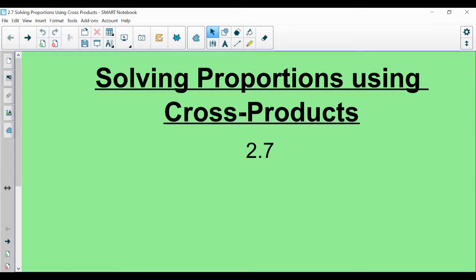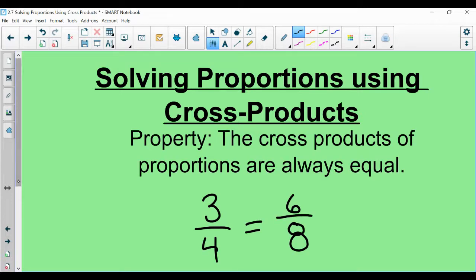Hello class, this is a lecture on solving proportions using cross products. This is section 2.7 in our algebra book, and this should be a fairly quick lecture.